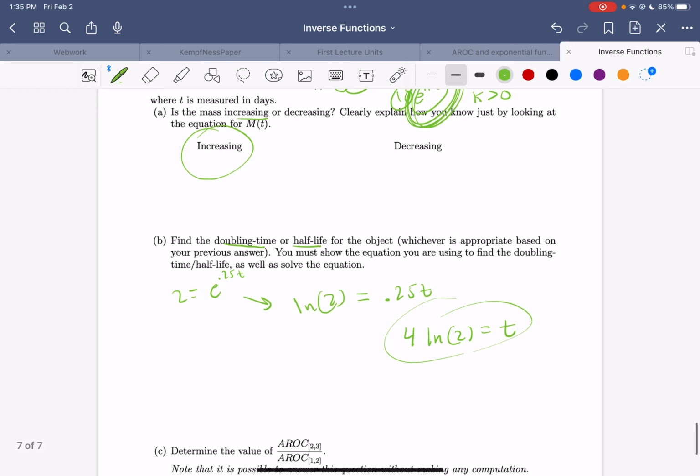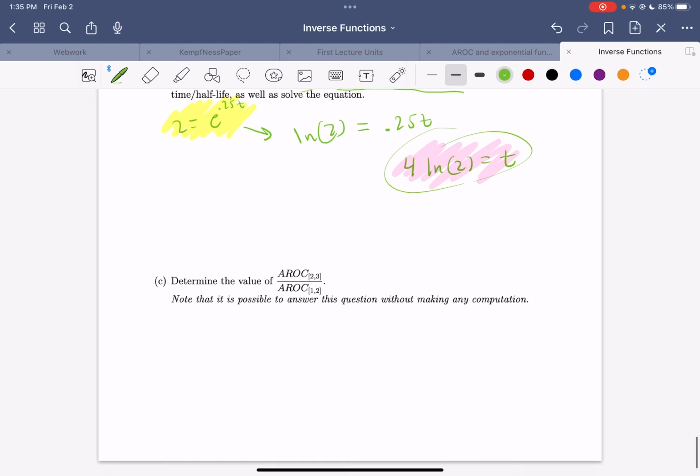Great. You must show the equation you are using. Oh man, this is such a big deal. I remember there was something like this last semester. If you don't write down something like that to show where you start, and just jump straight to here, it's not going to get you full credit. This is why we've got to read the question.